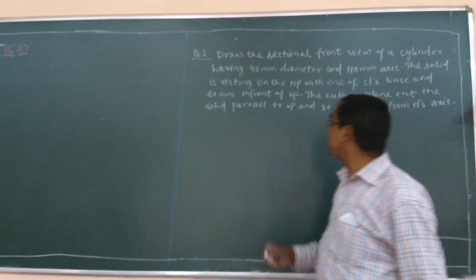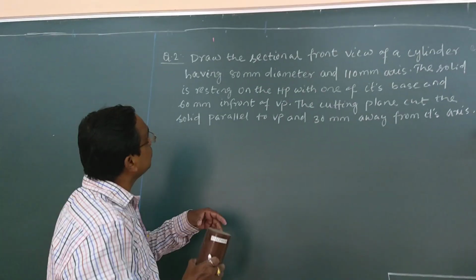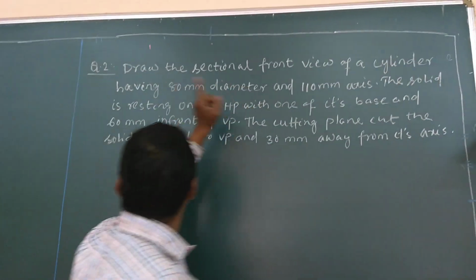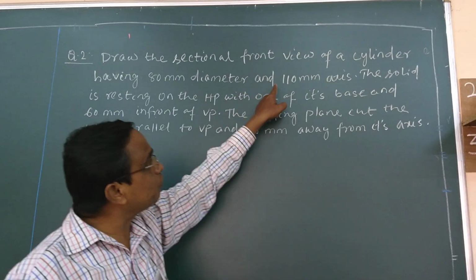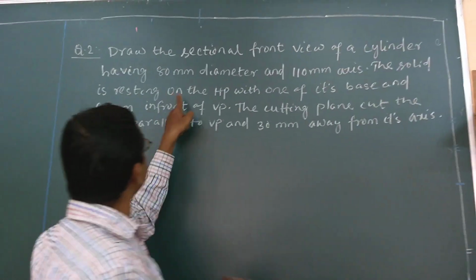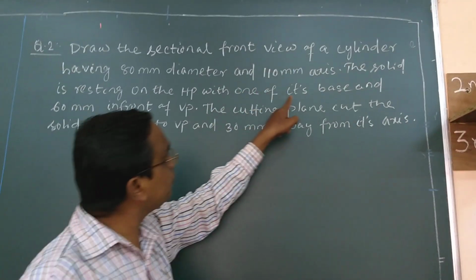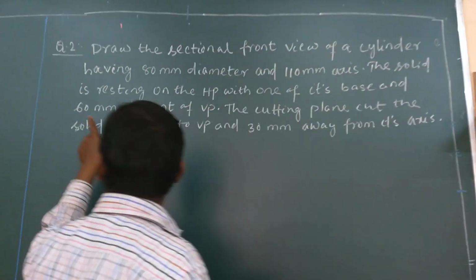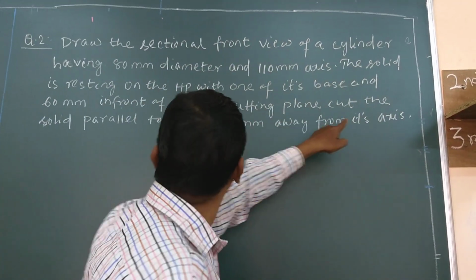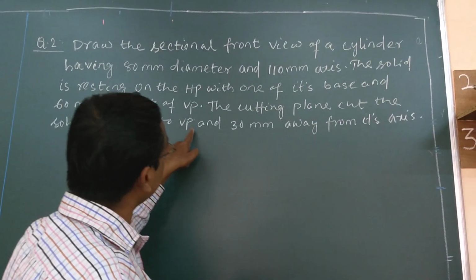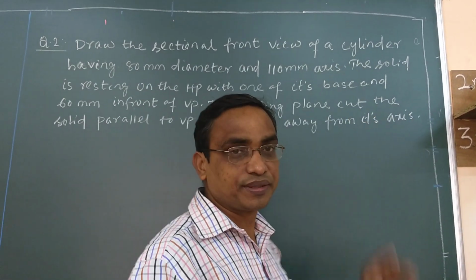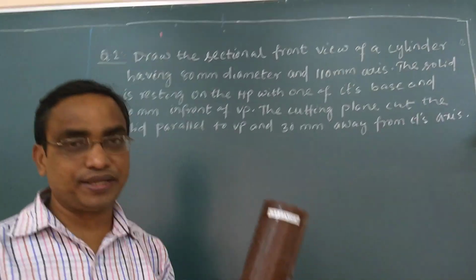Question number 2. Question is, draw the sectional front view of a cylinder having 80 mm diameter and 110 mm axis. The solid is resting on the HP with one of its base and 60 mm in front of VP. The cutting plane cut the solid parallel to VP and 30 mm away from its axis. This is the question.